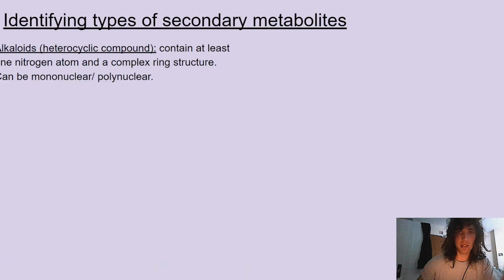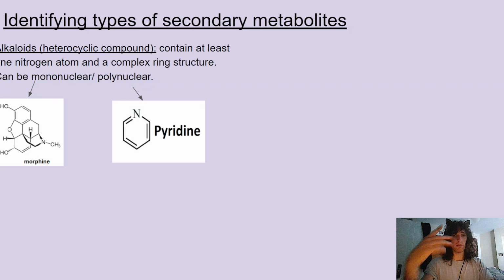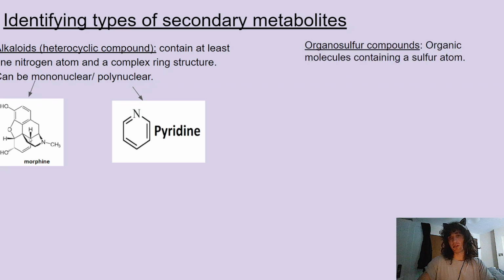So there are many different types of secondary metabolites. We'll go over some of them. We have your alkaloids, which are a type of heterocyclic compound, which contain at least one nitrogen atom. And depending on the position of this nitrogen atom, it changes the chemical properties of your alkaloids, which can also be polynuclear, as morphine is, which, as you know, is a powerful pain relief. And it can be mononuclear, like pyridine, which is used as a solvent in the industry.